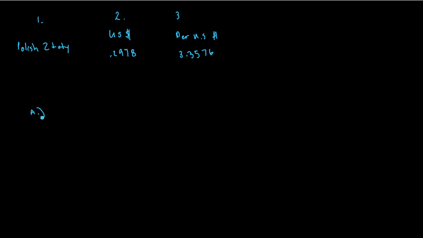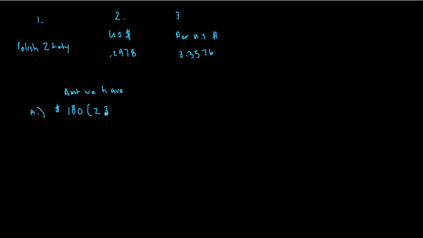Number A says if you have $180, how many Polish zloty can you get? If you remember in class, we take the amount we have, which is 180 US dollars. We then multiply that by the zloty, because that's where we're going to, right? That's the currency we want.